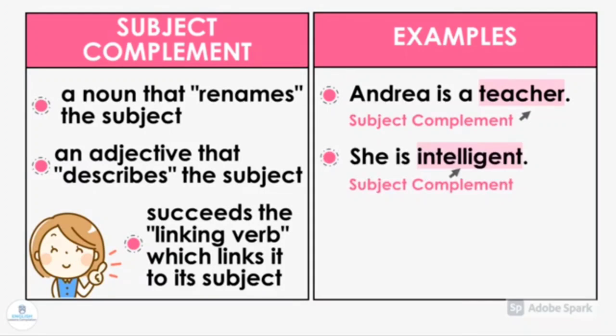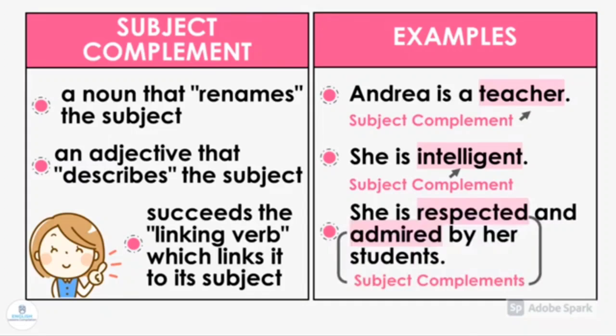Next sentence, she is intelligent. Here, intelligent is an adjective that describes the subject, she. So, intelligent is the subject complement here. The next sentence, she is respected and admired by her students. It can be noticed here, respected and admired are the adjectives in the sentence describing the subject she. So, respected and admired are the subject complement.